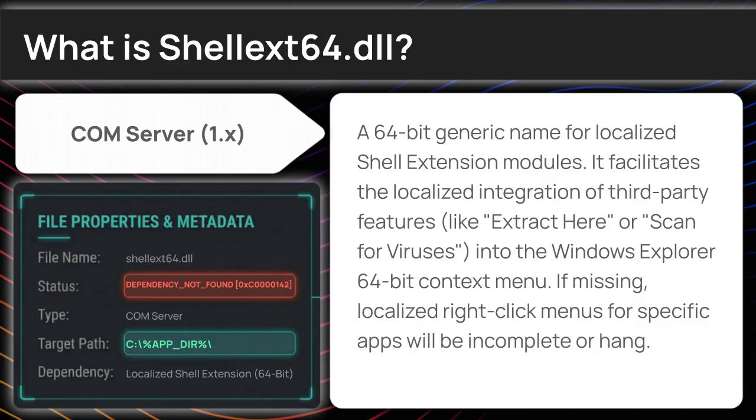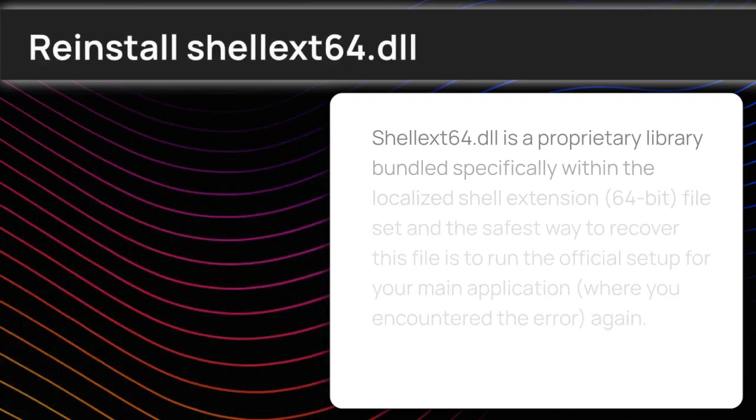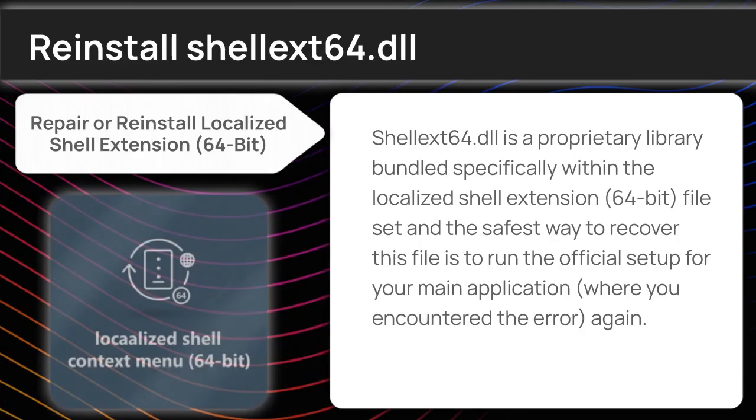Now that we've covered what the file does, let's jump into our first fix. shellext64 is a proprietary library bundled specifically within the localized shell extension 64-bit file set, and the safest way to recover this file is to run the official setup for your main application, where you encountered the error, again.